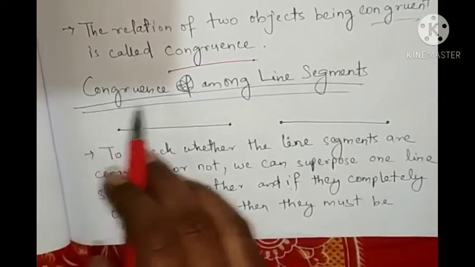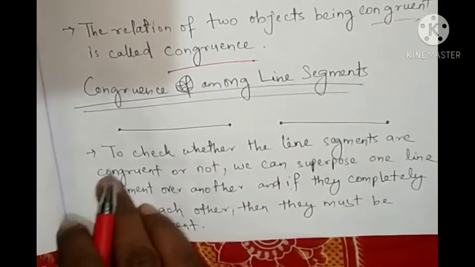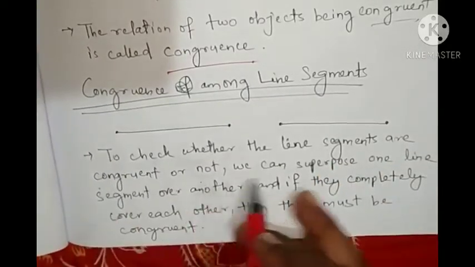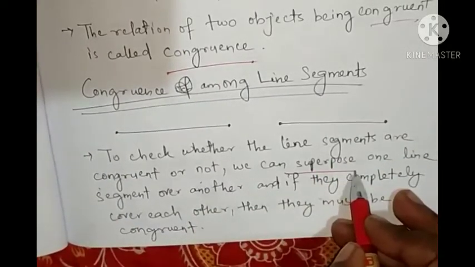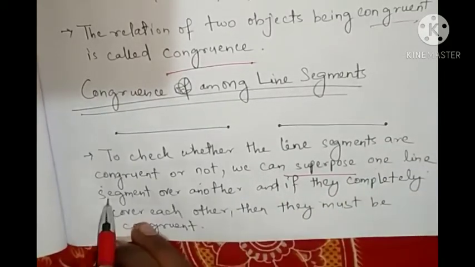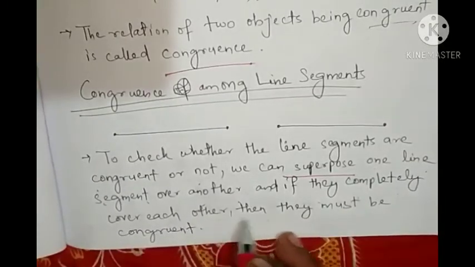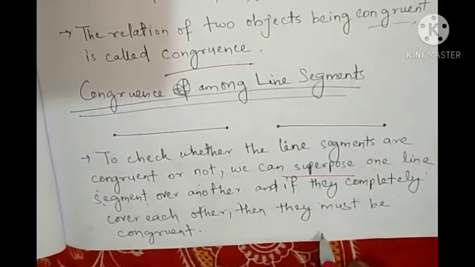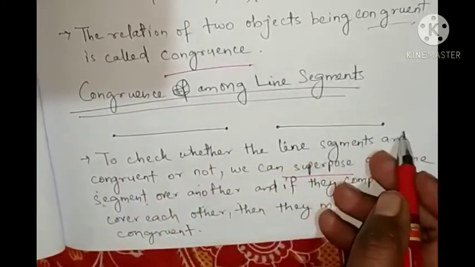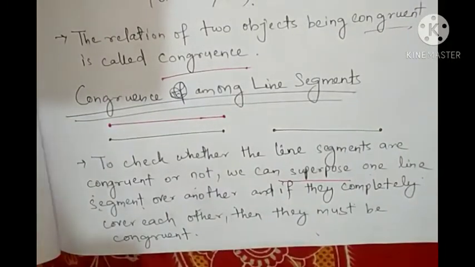Next you see congruence among line segments. How are line segments congruent? To check whether line segments are congruent or not, we can superpose. Superpose means keep one on the other. Superpose one line segment over another, and if they completely cover each other, then they must be congruent, like last time we have done. So here two lines are given. We'll superpose, means we'll keep one on another.